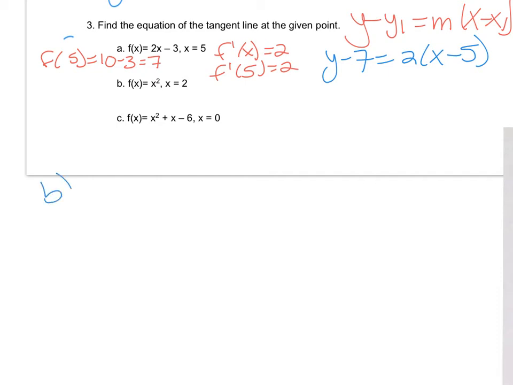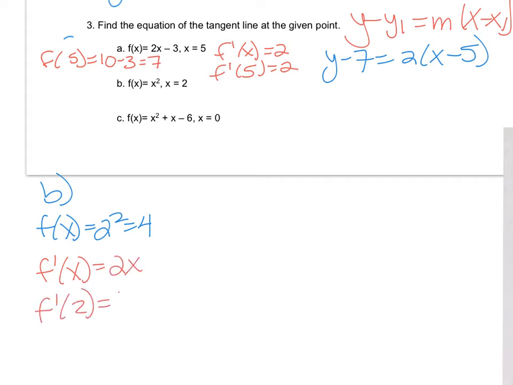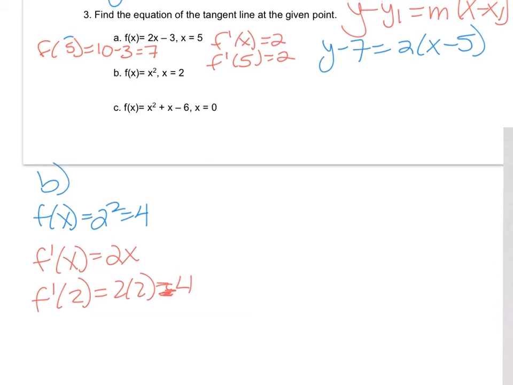For b, I'll just do that one down here. First, we need our y value. It's 4. Then we need our derivative at the point. Well, it's also going to be 4. So our function is y minus 4 equals 4 times x minus 2.